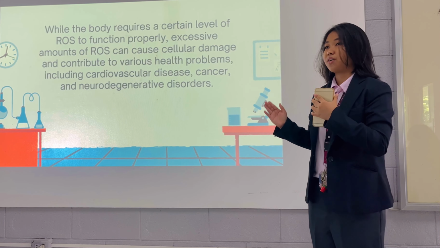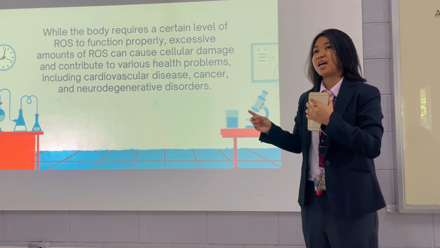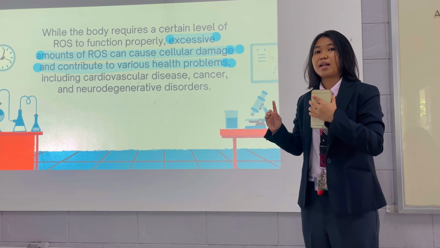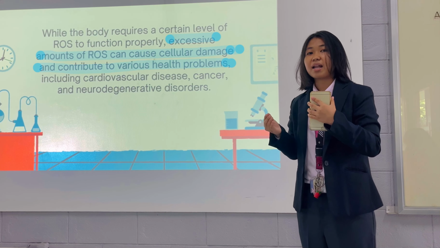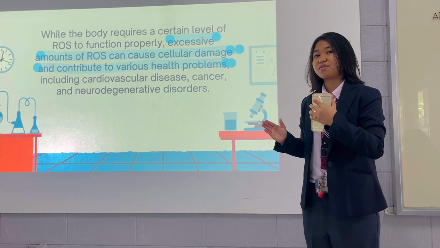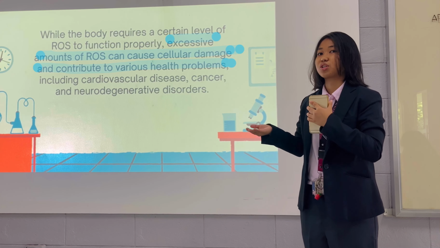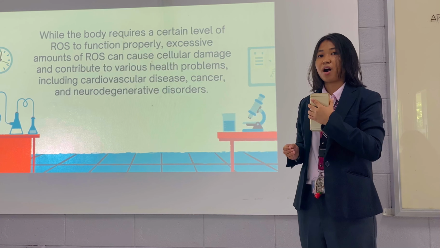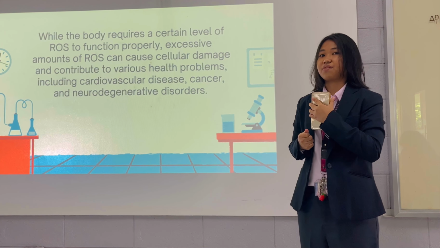Since our body requires a certain amount of ROS to function properly, and an excessive amount is harmful, our body counteracts it by using antioxidants. If there are high levels of ROS in our body, it will cause an imbalance, and that imbalance is called oxidative stress, the imbalance between the ROS and the antioxidants. Oxidative stress causes disease or cellular damage in our body. Examples of diseases from cellular damage by ROS are cardiovascular diseases, cancer, and neurodegenerative diseases.